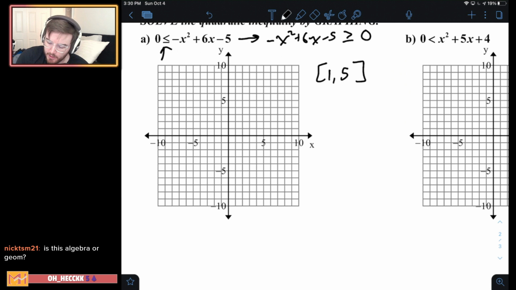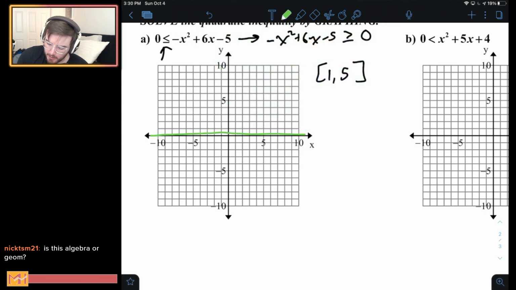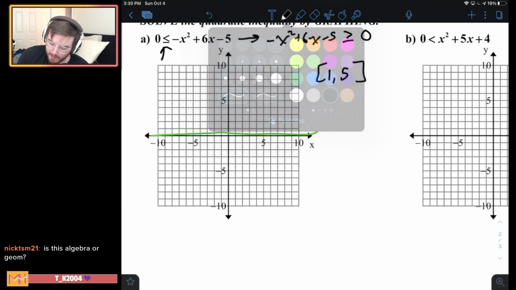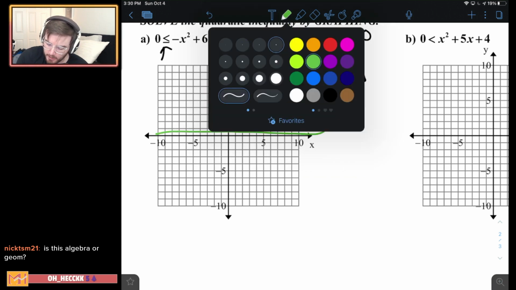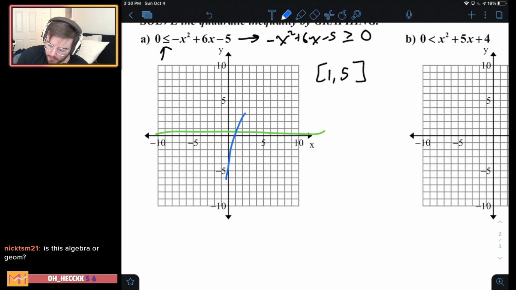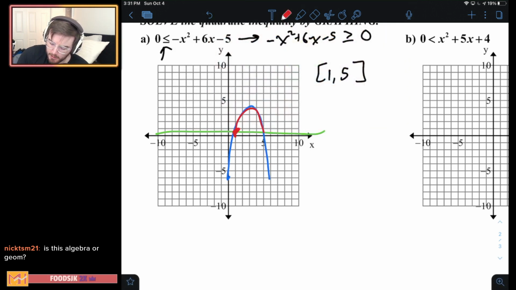So if I were to sketch this again, here's my 0. Here's my graph. And from 1, whoops, it doesn't really matter. I already showed you. So from here to here is our solution, from 1 to 5.